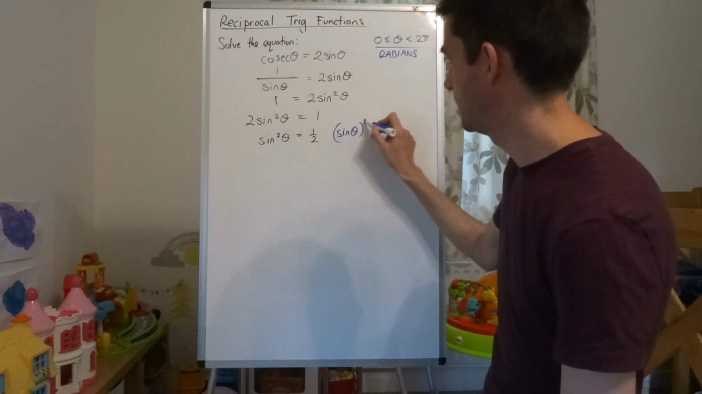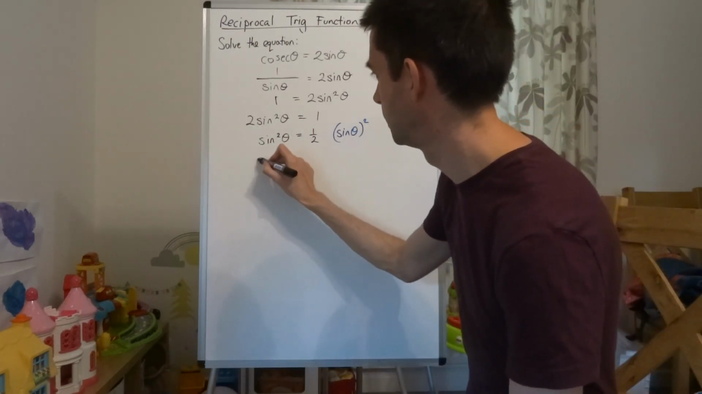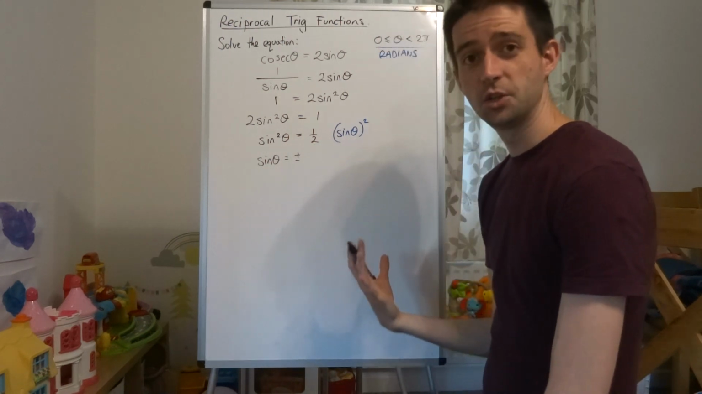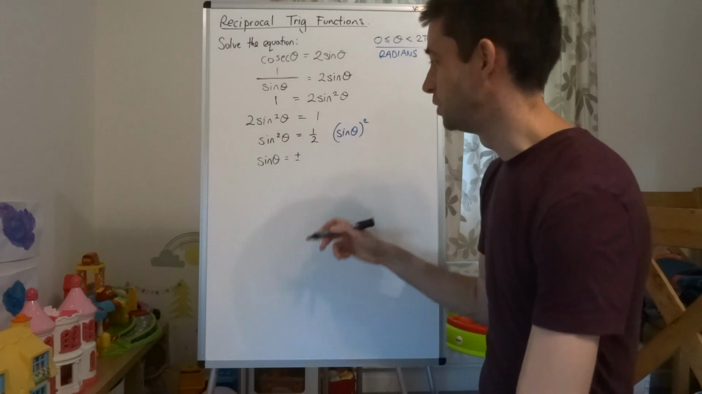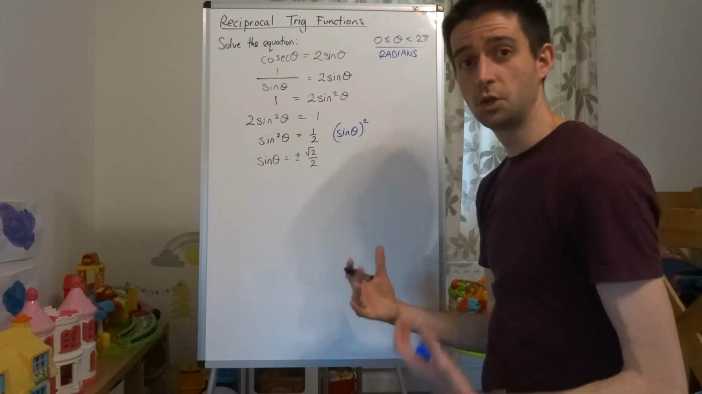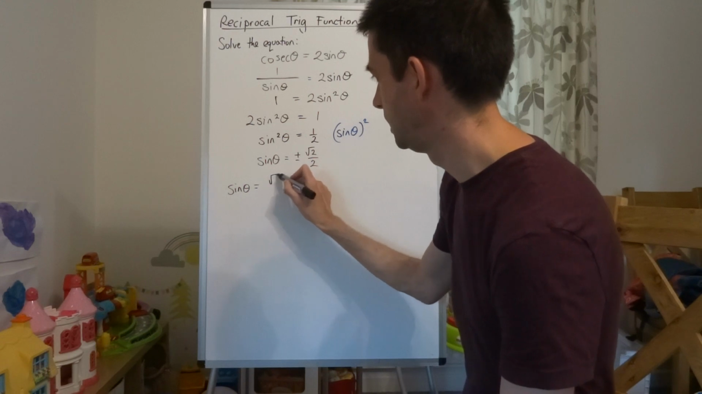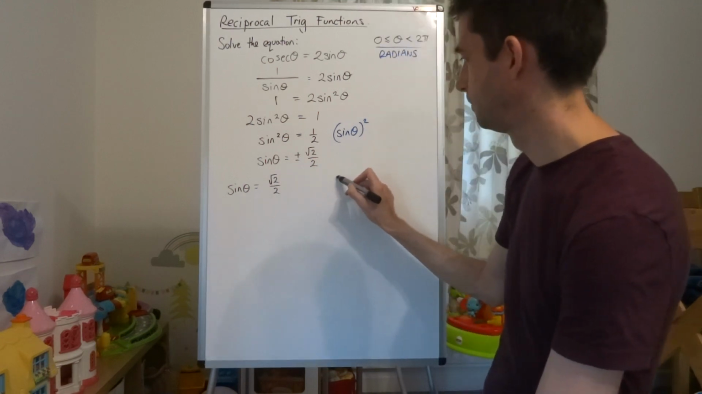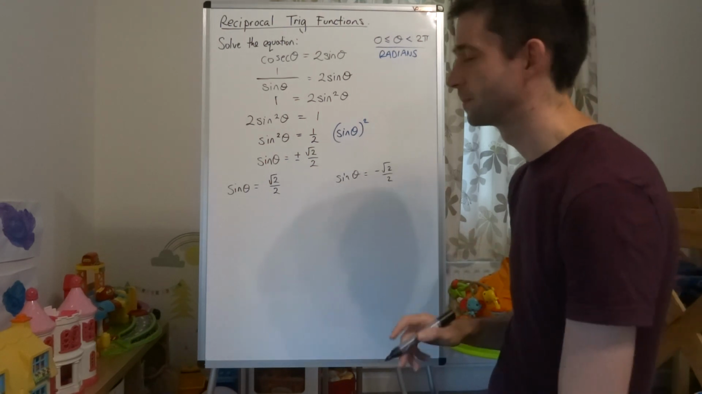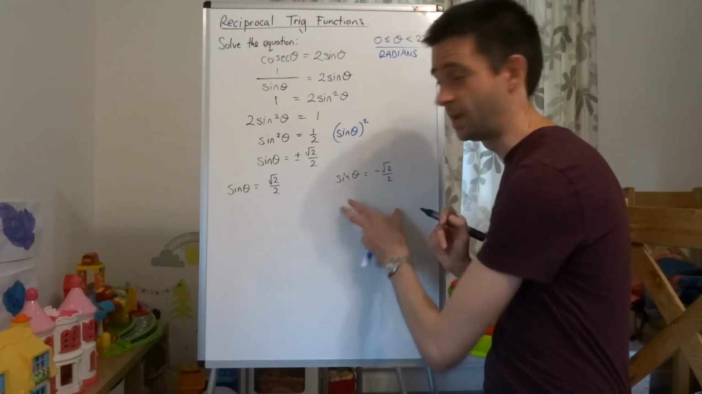Now remember, just like the previous video, sine squared theta is the same as sine theta squared. So I'm going to square root both sides to get sine theta, but I must remember that it's plus or minus, and the square root of a half is 1 over root 2, but your calculator will write that as root 2 over 2. So just as before, I'm going to have two sets of solutions here: sine theta equals positive root 2 over 2, and sine theta equals negative root 2 over 2. 4 solutions in total, 2 from here, 2 from here.